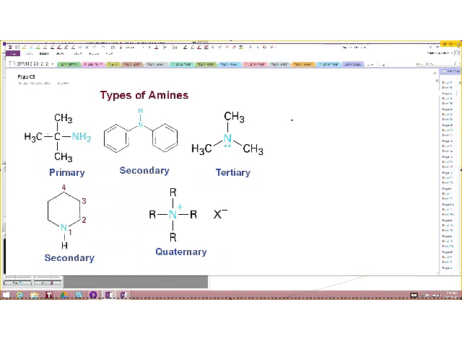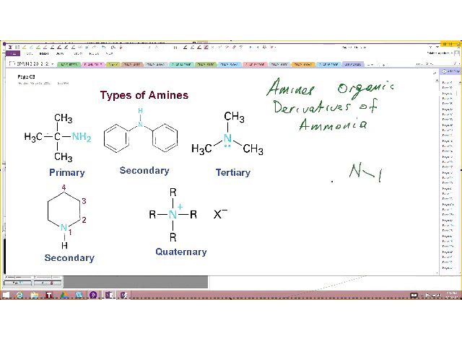Now the next question is, what are amines? Amines are organic derivatives of ammonia. We know that this is an ammonia molecule. You notice here, the nitrogen atom does contain a pair of non-bonding electrons. That pair of non-bonding electrons makes the amines very reactive. Actually, they do react as what we call organic bases.